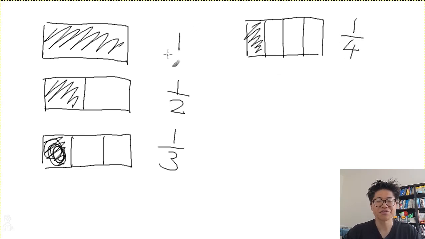Actually, in a sense, for consistency, this is 1 part divided by 1, but we don't write it like this. This is still correct, but we just write 1, because mathematicians are lazy.